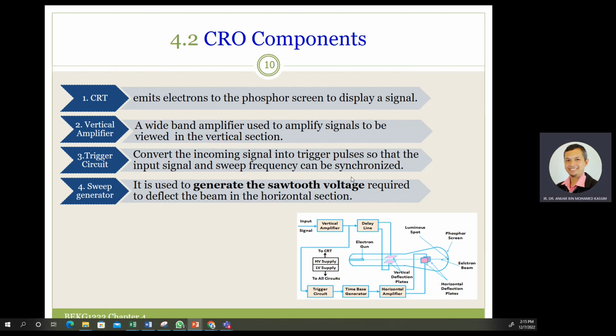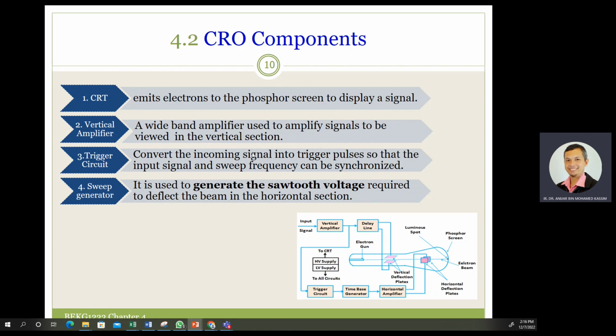Okay, next we'll go for the CRO components. First, as I already mentioned before, the number one component is the CRT. The CRT emits the electrons to the phosphor screen in order to display the signal. And the vertical amplifier is the wide band amplifier that amplifies the signal taken by using the probe, so it can be shown in the vertical section.